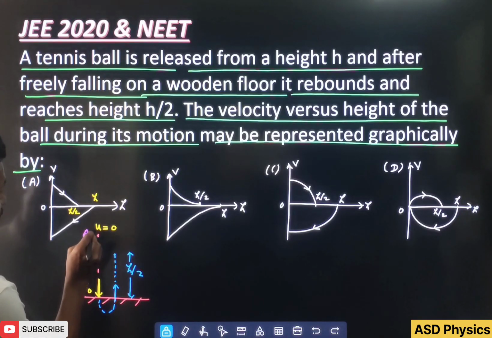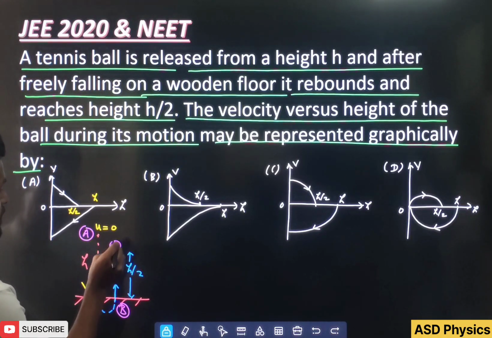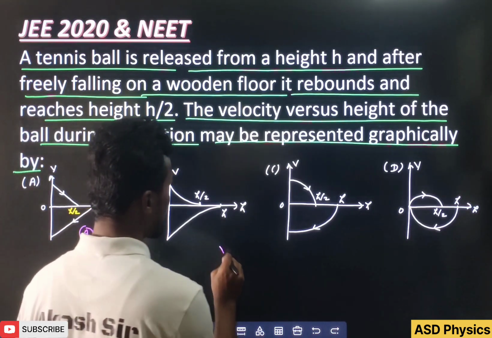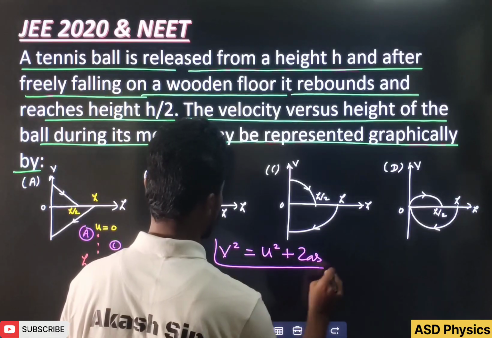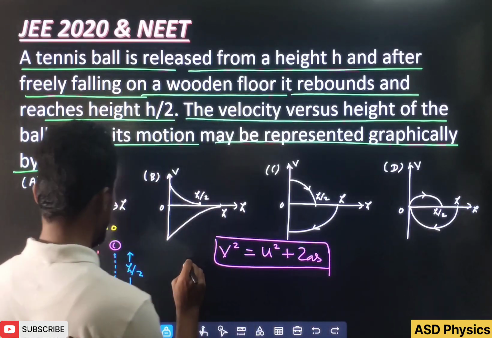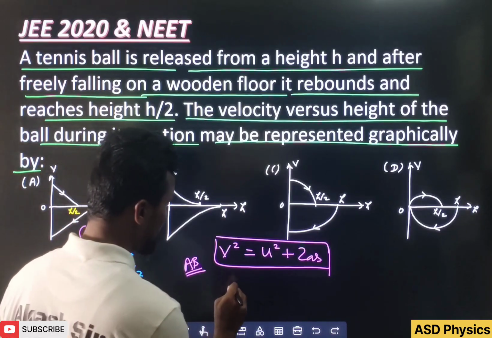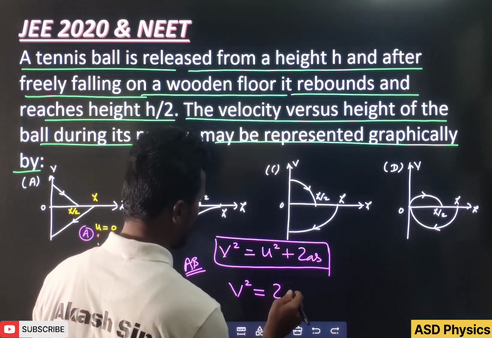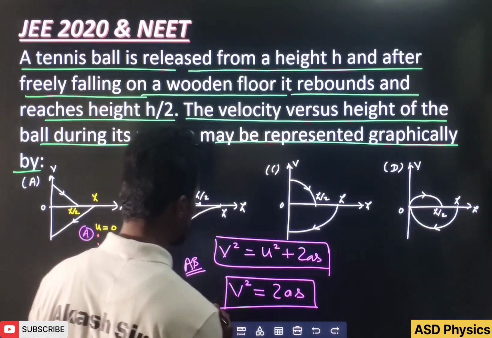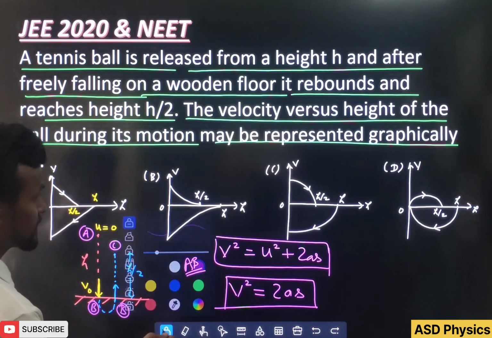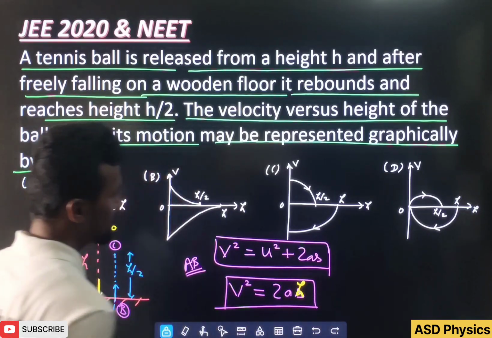We can say A to B is falling down, then B to C is going up. Remember that here we can write the equation v square equal to u square plus 2as. If I use this equation from A to B, anyhow the initial velocity is 0. So v square is equal to 2as. Here a will be g because it is falling under gravity, and s we can tell is h.